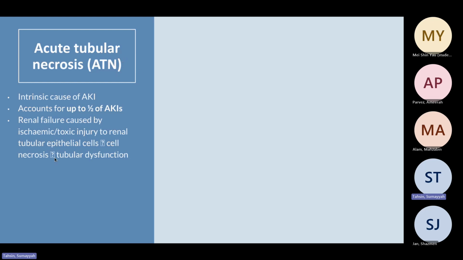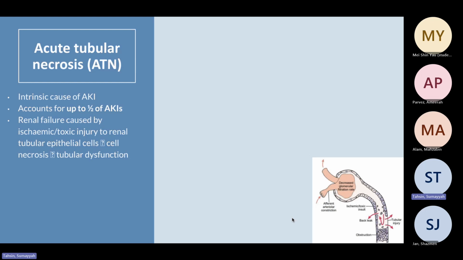Now, what happens is, because of reduced blood flow to the kidney, there is ischemic or toxic injury to the renal tubular epithelial cells. These begin to die, and then they fall off, and then they can block up the tubes and cause tubular dysfunction. This is what happens. You can see here, you've got ischemic insult, and then the cells fall off the sides and then can block the tubes. So there are two main reasons that an ATN occurs.